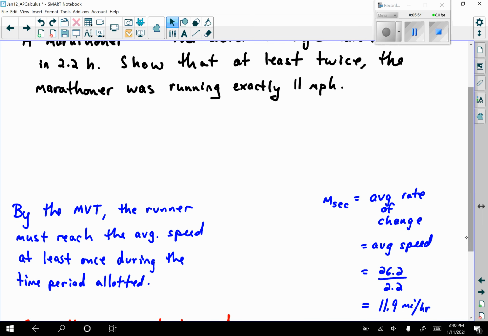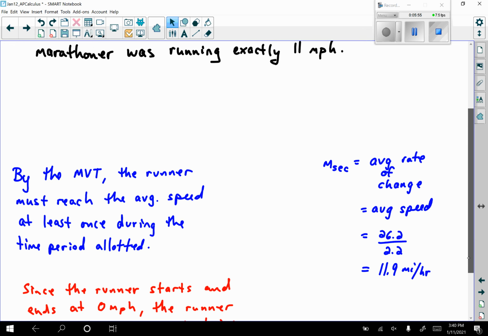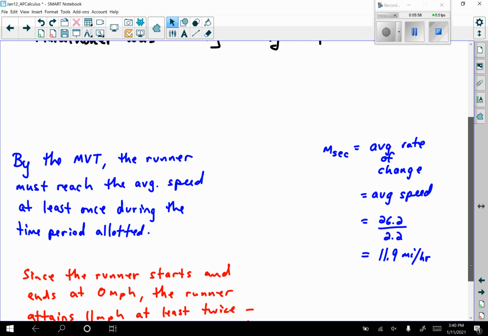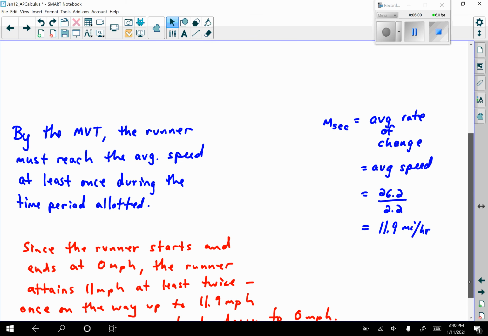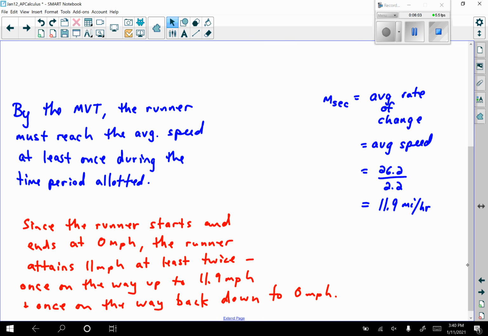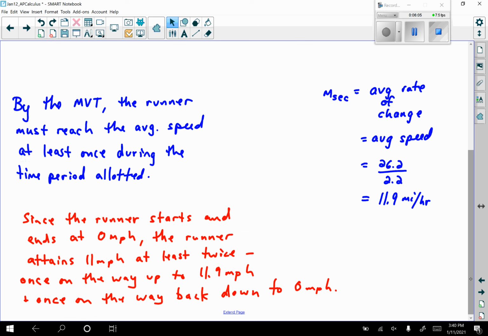Now, since he definitely has to hit that 11.9 miles per hour, he starts off at 0 miles per hour and ends at 0 miles per hour. So he would have to hit 11.9 on the way up to this speed and on the way back down. Since the runner starts and ends at 0 miles per hour, the runner attains 11.9 miles per hour at least twice, once on the way up, and then once on the way back down to rest, or 0 miles per hour. But again, with this problem, it was knowing how to use the mean value theorem to help us explain this.